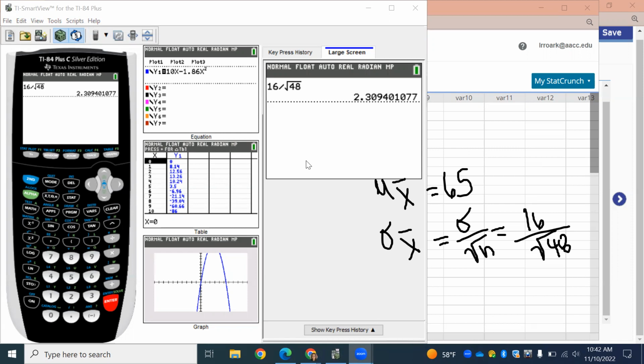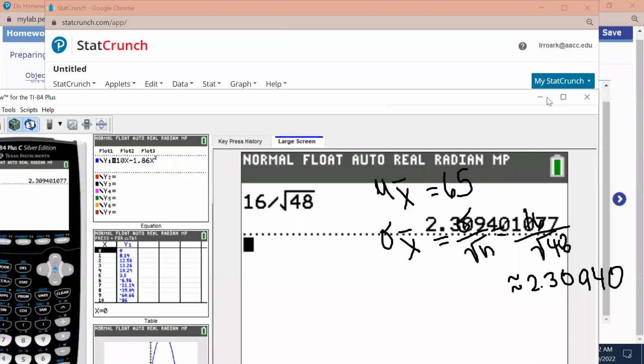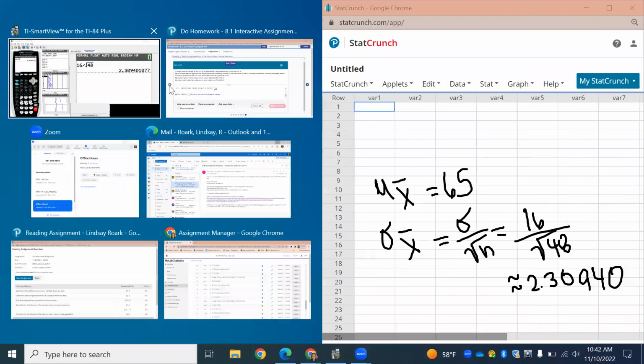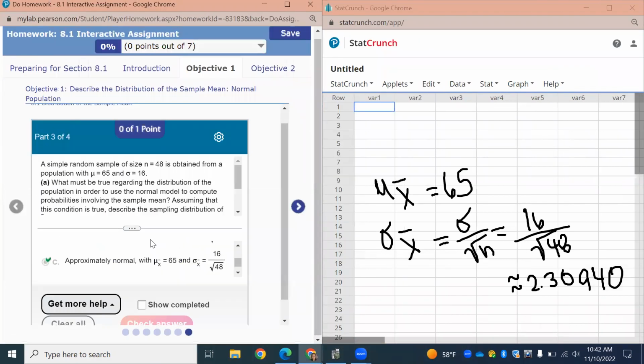So let's get an approximation using our calculator. 16 divided by the square root of 48. This is what I'm going to enter in for the standard deviation of the sampling distribution: 2.3094, because that's what 16 divided by the square root of 48 is. Okay, so now I'm going to go back to StatCrunch first, and then we'll talk about how you can also use your graphing calculator to do this.